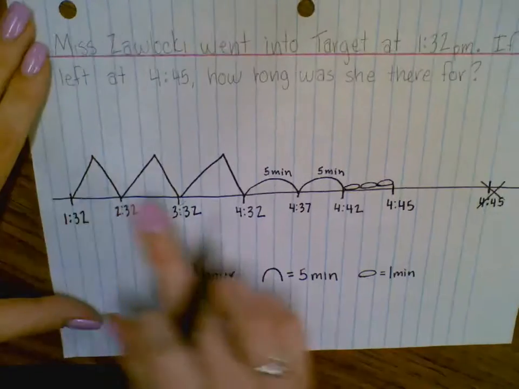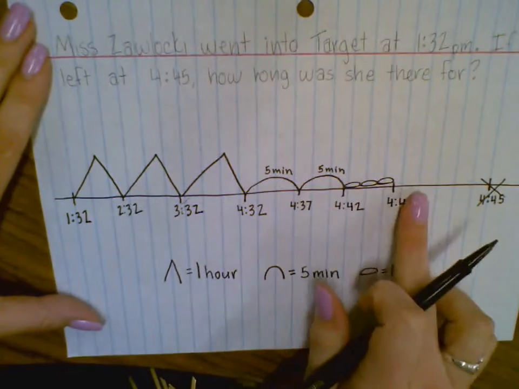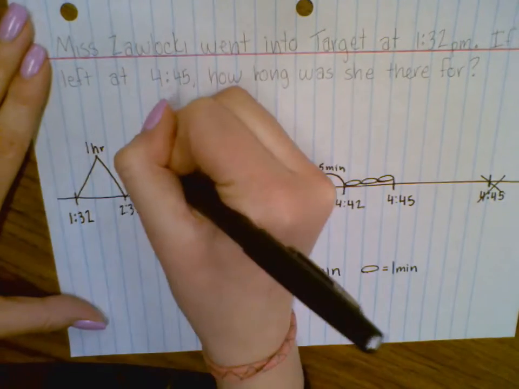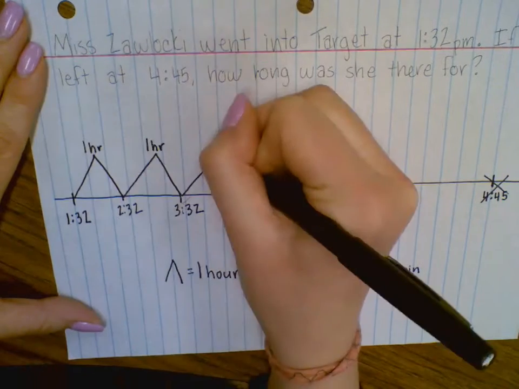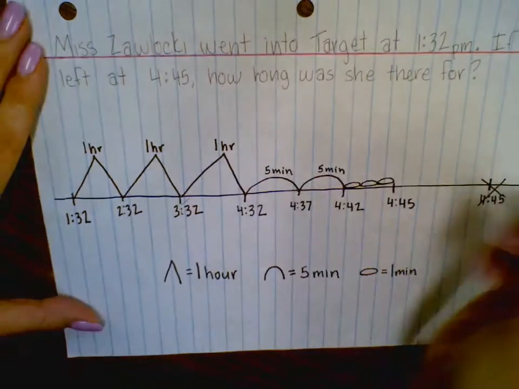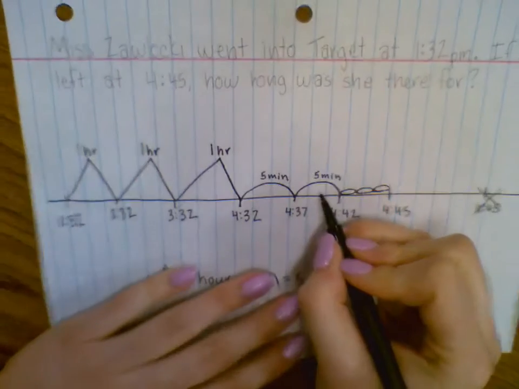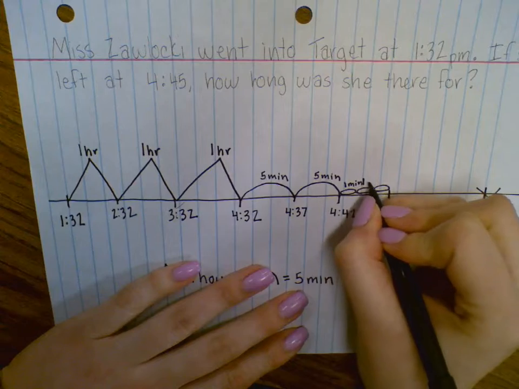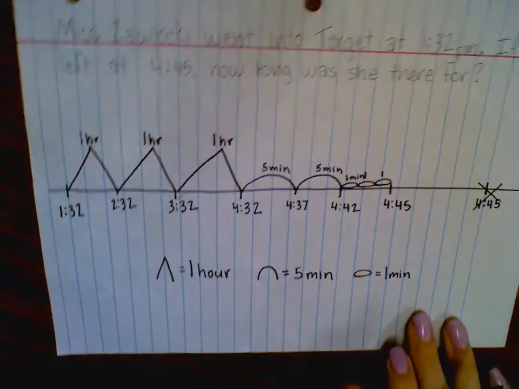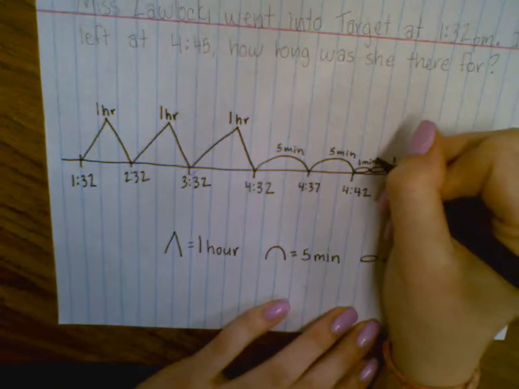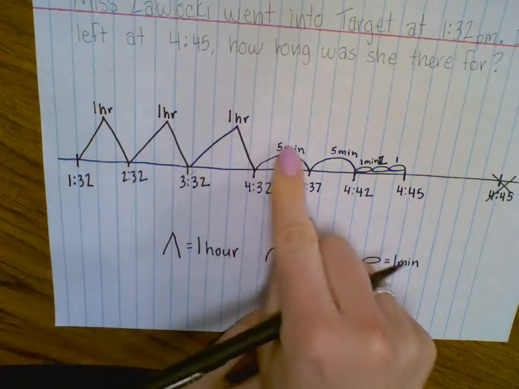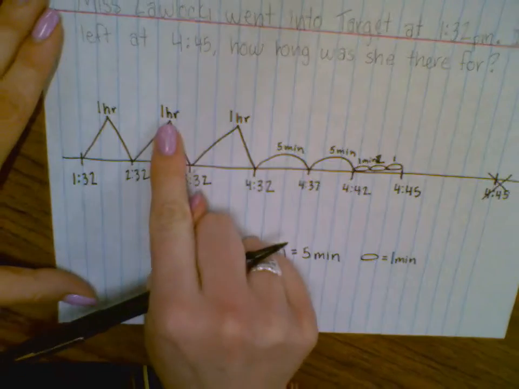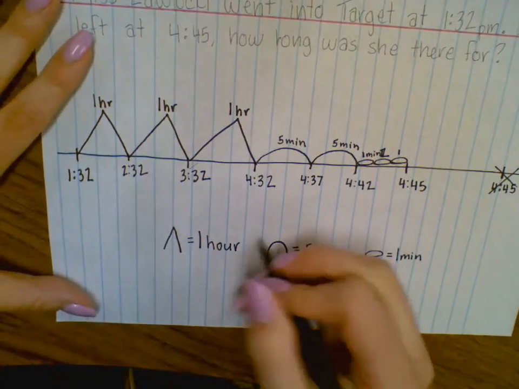Now, I'm just going to remind myself how much time each mountain, hill, and pebble counts for. So this is 1 hour. This is 1 hour. This is 1 hour. We already have the 5 minutes labeled here, 5 minutes labeled here. This is 1 minute. This one's 1 minute, and this one's 1 minute. So now all I have left to do is to count up the total amount of time that she was there. So she was there for 1, 2, 3 hours.